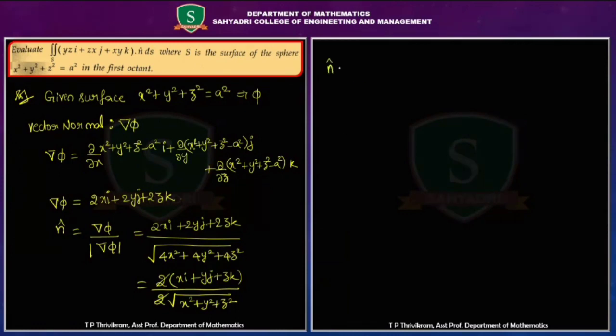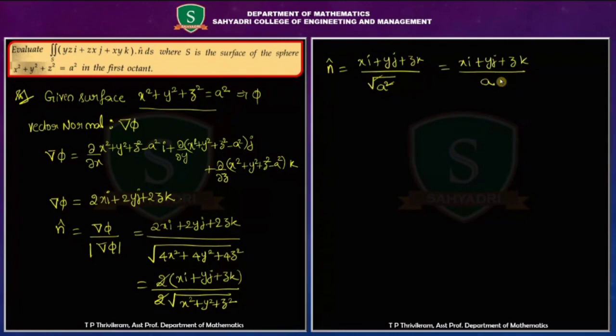So n cap is equal to x i plus y j plus z k divided by root of x square plus y square plus z square. What is this actually? x square plus y square plus z square is a square, so the square root gets cancelled. n cap is x i plus y j plus z k divided by a.